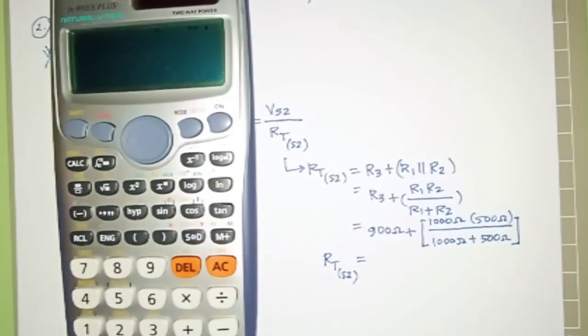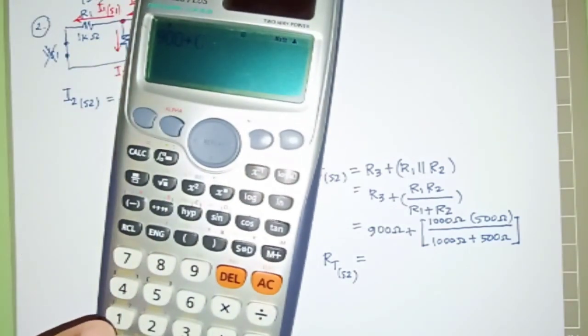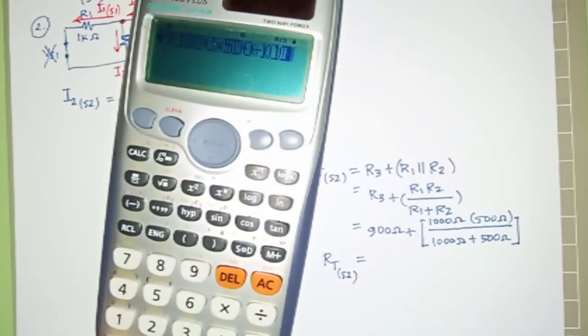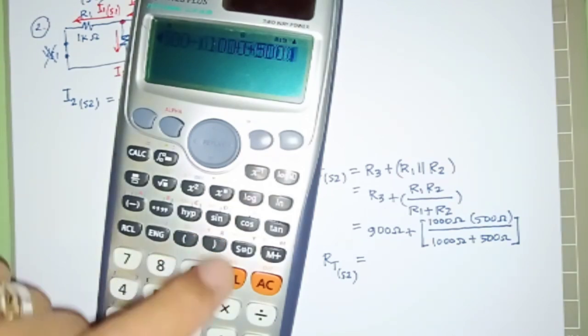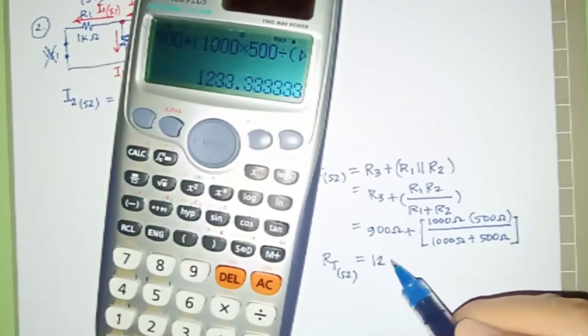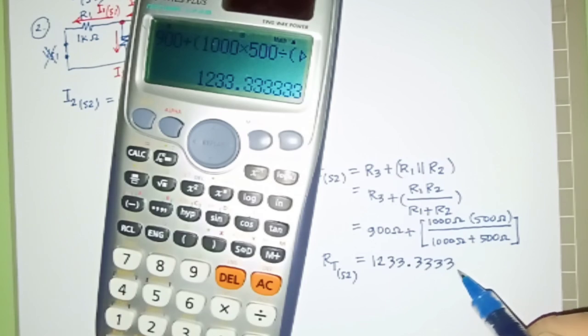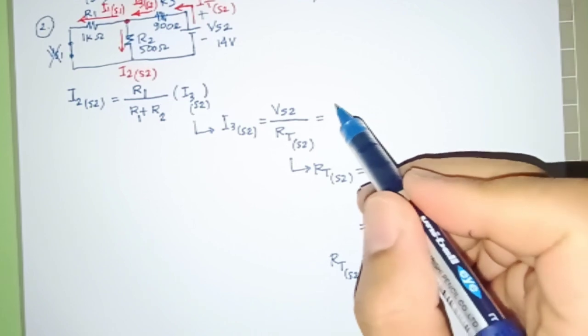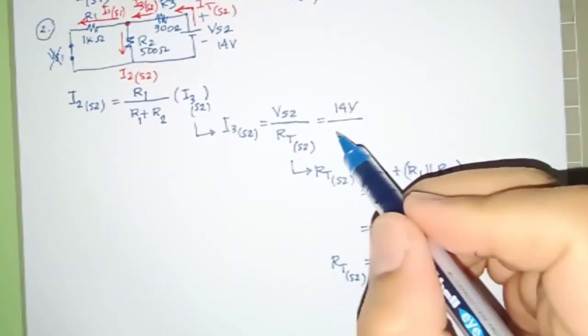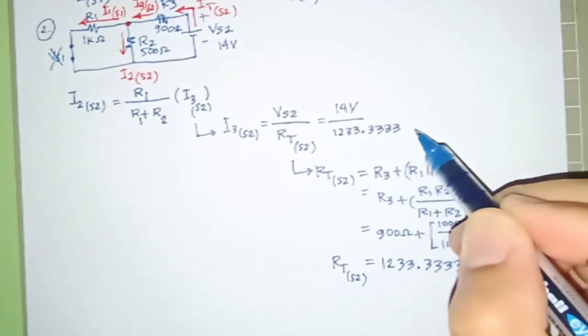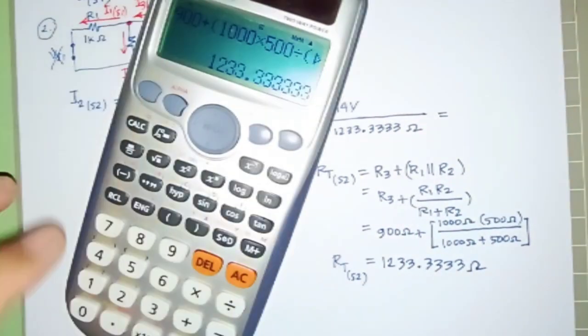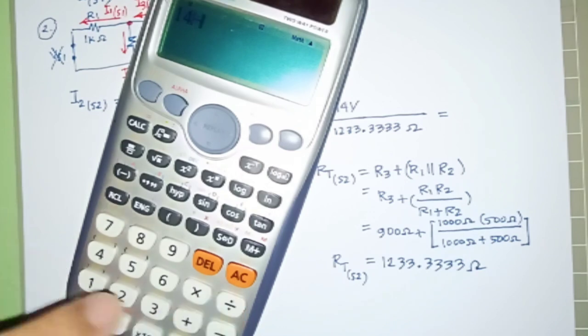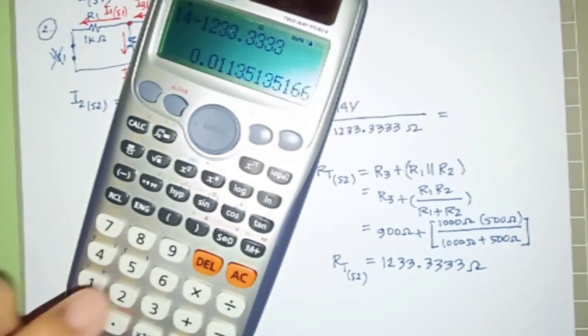And let's use the calculator now to calculate this. Let's put 900 plus the product of 1000 multiplied with 500 over the sum of 1000 and 500. And we will be getting 1233.3333. We can just write 4 decimal places for the fractional part. And let's substitute it into our Ohm's law: 14 volts this time divided by 1233.3333 ohms, we get volts over ohms will be amperes.